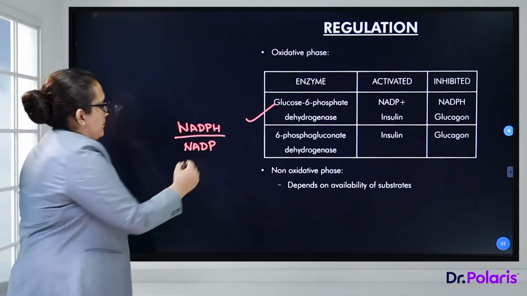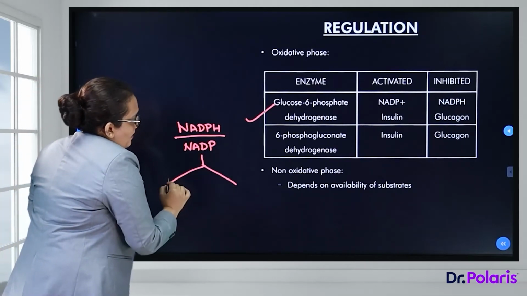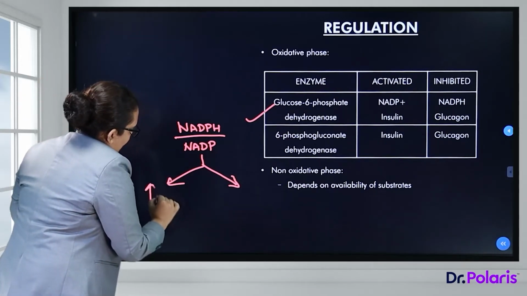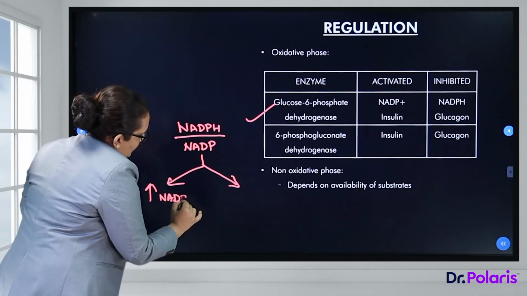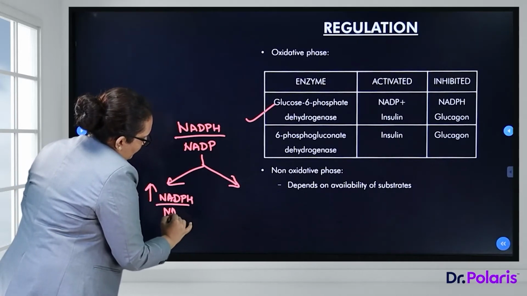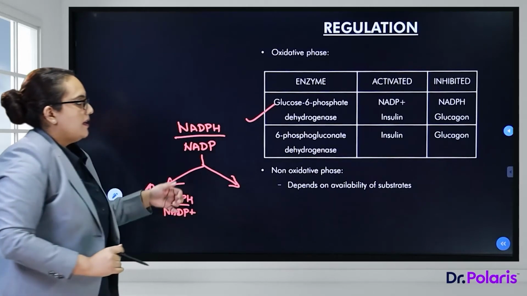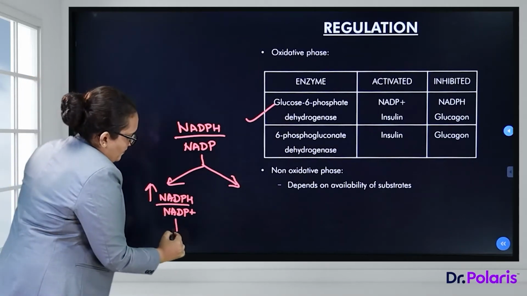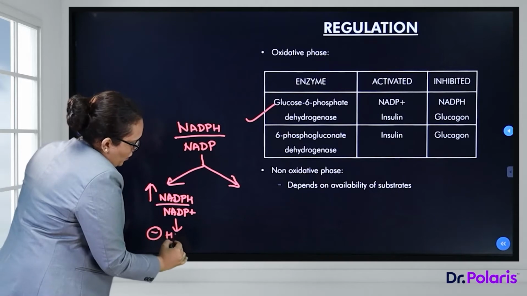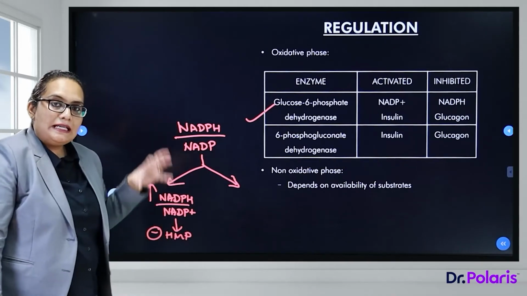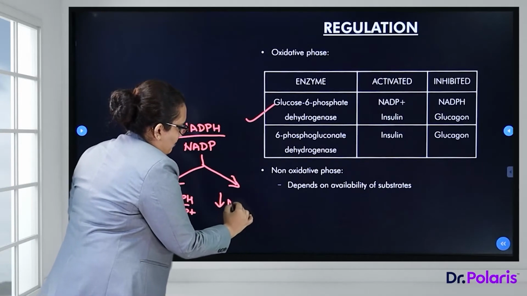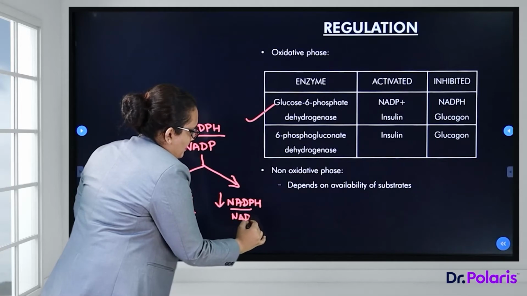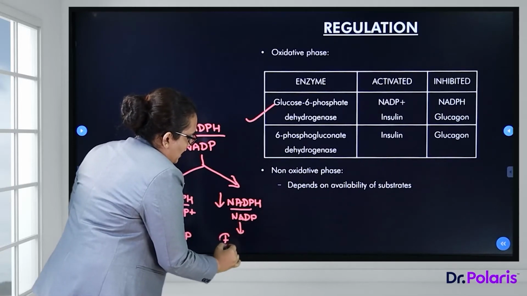So it is said that whenever there is an increase in the NADPH to NADP ratio, the enzyme glucose 6-phosphate dehydrogenase gets inactivated. So it gets inhibited, and the HMP pathway won't occur. Whereas whenever there is a decrease in the NADPH to NADP ratio, the HMP pathway will occur.